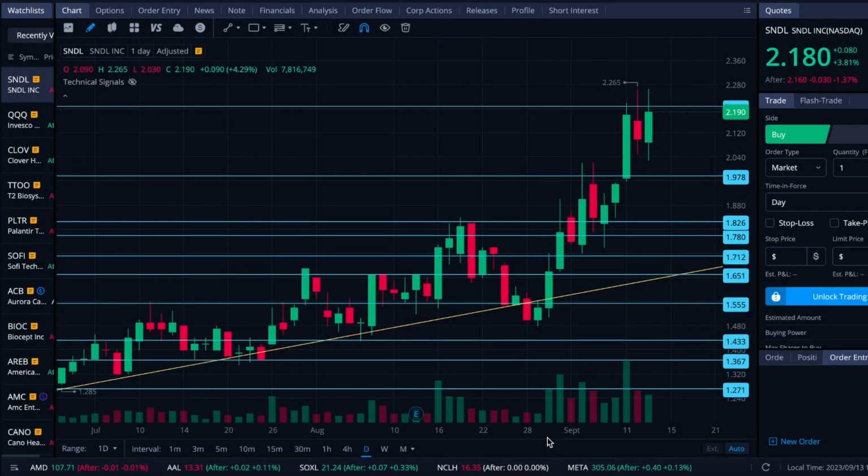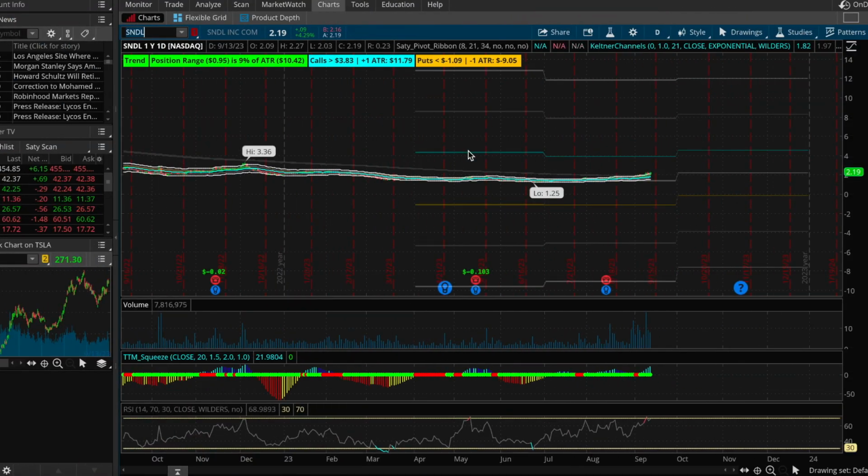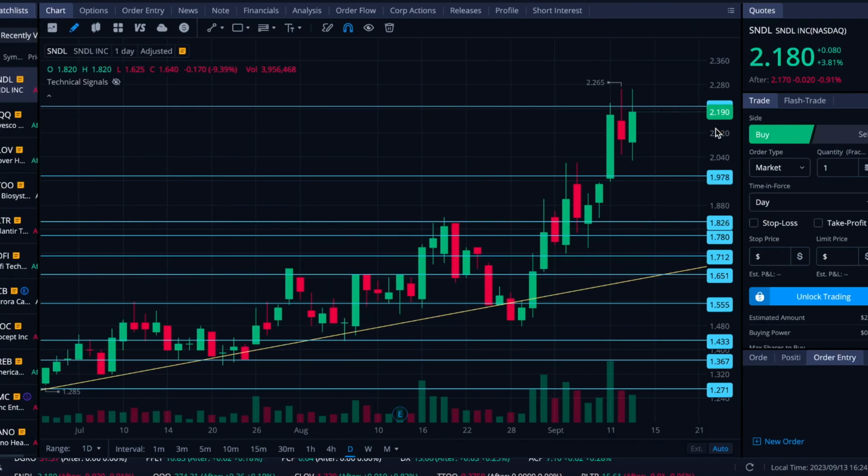Enjoy. Alright folks, here we are after market close on Wednesday, September 13th. We're going to take an updated look at Sundial today. So we're going to start here on the Webull chart, check out some levels. I think probably set a couple new ones. Flip over here to the Think or Swim study and see how things are situated there.